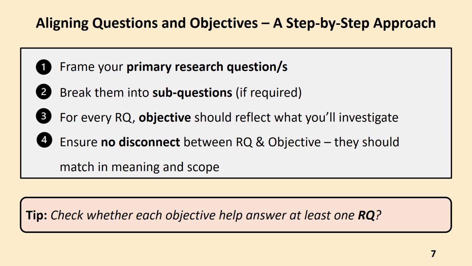One tip is there, check whether each objective helps answer at least one research question. Many a times we form big research questions, trying to address 2-3 questions at the same time. But is it very important for a researcher?